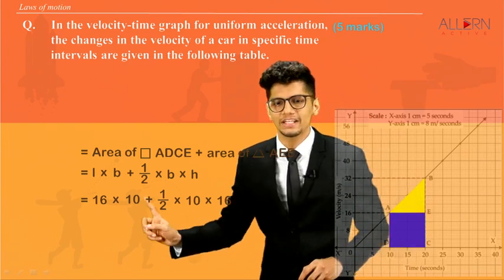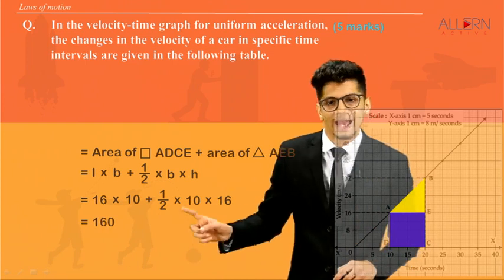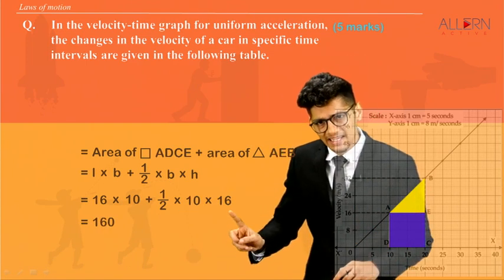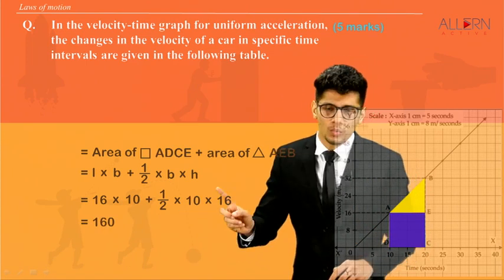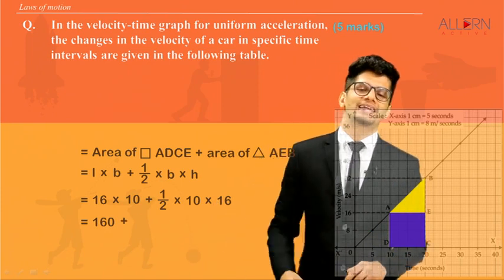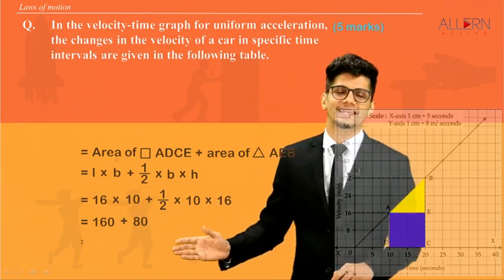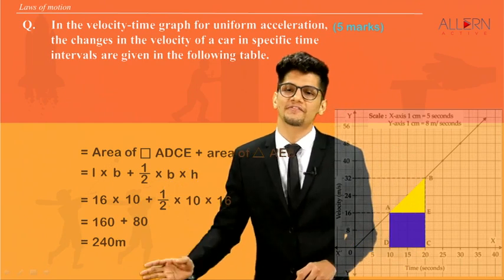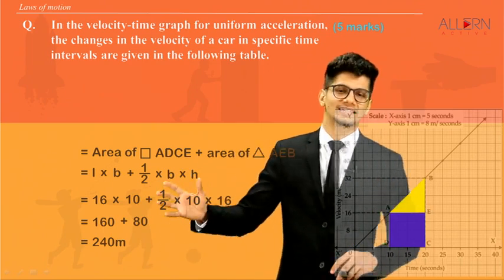So 16 into 10 becomes 160. Half remains half. 16 into 10 is 160. But 160 upon 2 is nothing but 80. So we have 160 plus 80, which is equal to 240 meters. So this was the distance covered.